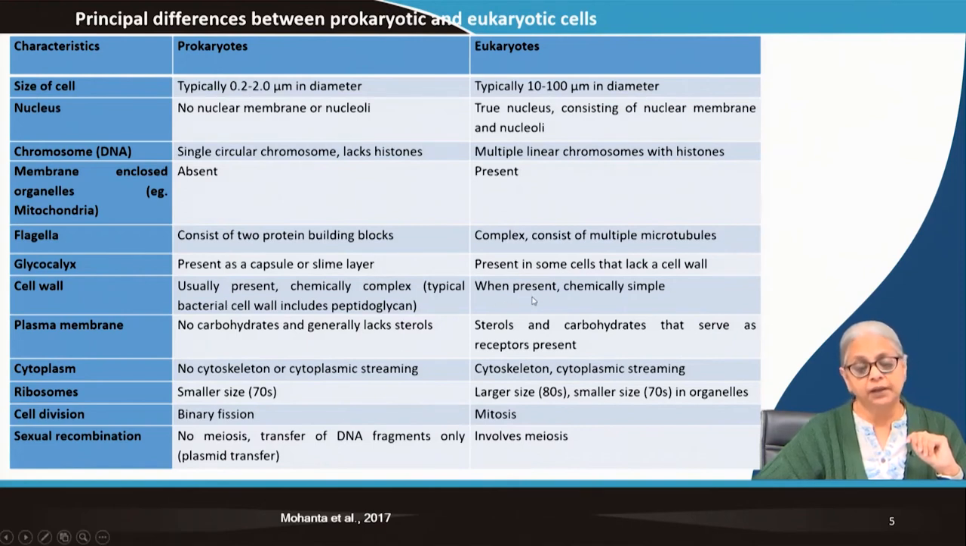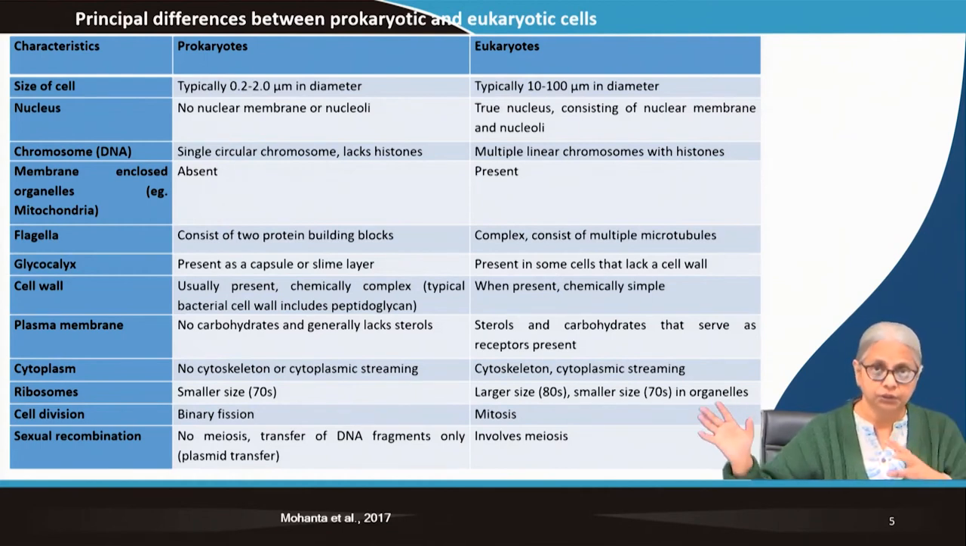In eukaryotes, if there is a cell wall, I've already mentioned that plant cells always have a cell wall, animal cells may or may not have a cell wall, and when they have a cell wall, it's generally chemically simple. This also determines how it reacts with certain chemicals and antibiotics and so on. So this cell wall and how it reacts to the presence of different compounds is another very important point from the medical perspective. We are not going to go in that direction, but it's important to remember that.